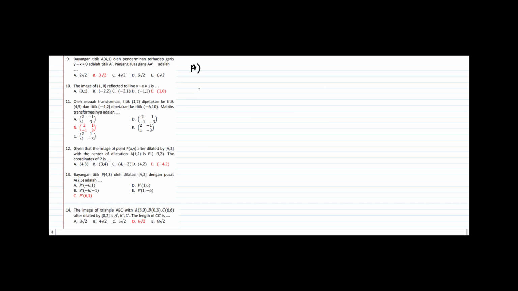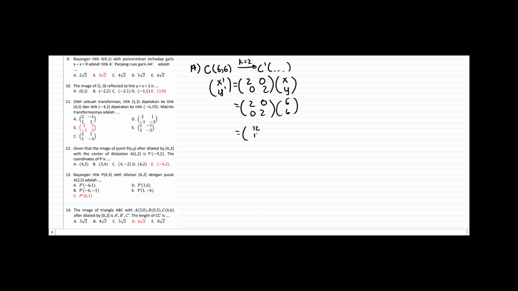Next is 14. 14, image of triangle ABC. The length of CC accent. So we don't need to calculate everything, only C accent. C is 6, 6 dilated by K equals 2. The center is 0, 0, so we don't have to mind that. X accent, Y accent equals 2 0 0 2, and then X and Y. Okay, put the X and Y, 6 and 6 times it, 12 and 12. So we have C accent equals 12, 12.